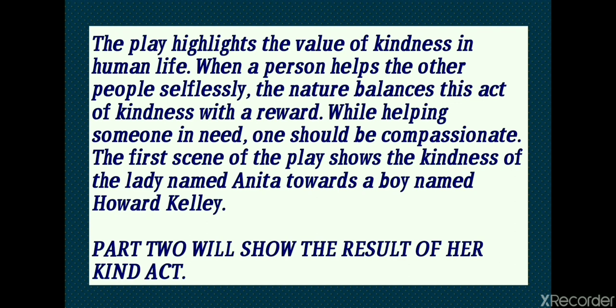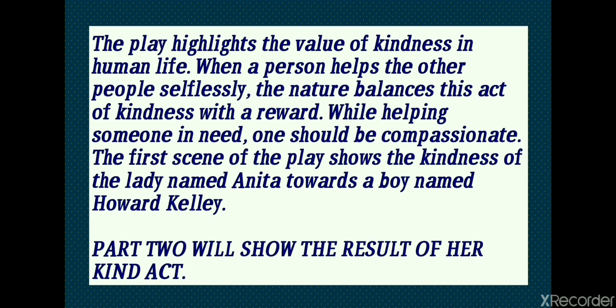Dear students, let us have a quick look at the things that are highlighted in the play. The play highlights the value of kindness in human life. We are human beings and we are emotional and compassionate beings. We should help and love one another. When a person helps the other person selflessly, the nature balances this act of kindness with the reward. But it doesn't mean that we should help other people waiting for this reward.